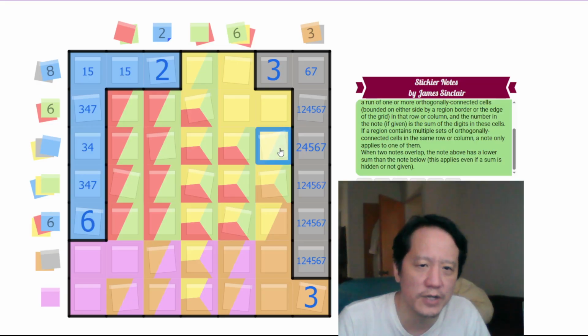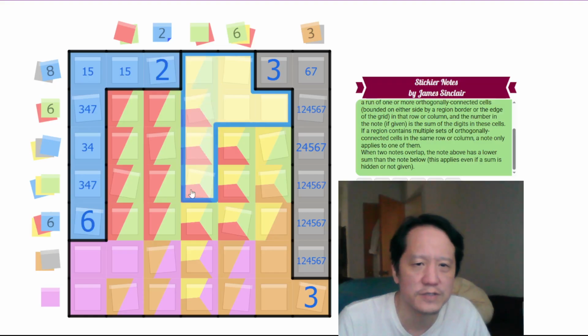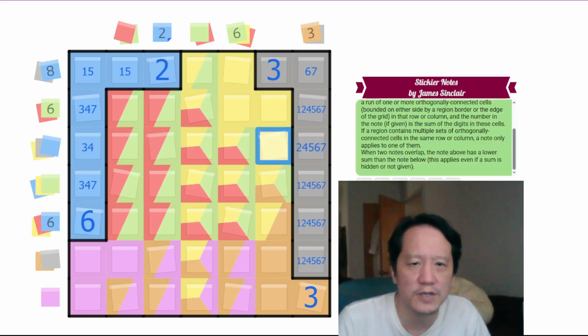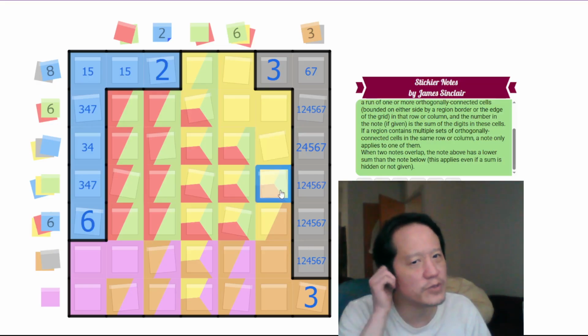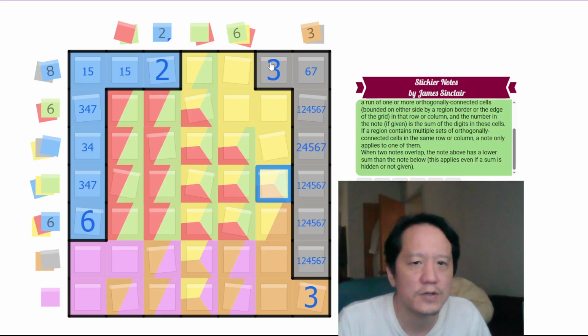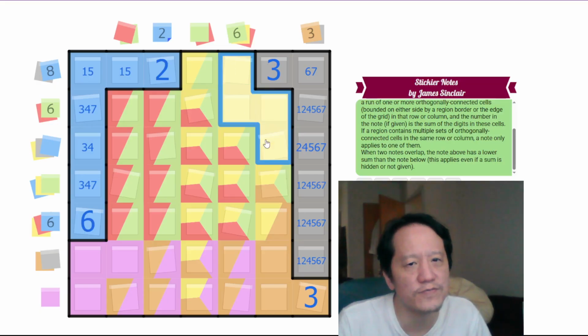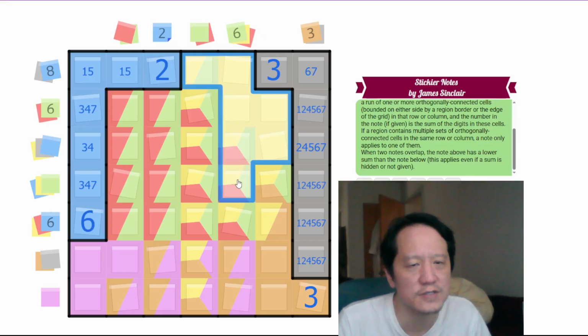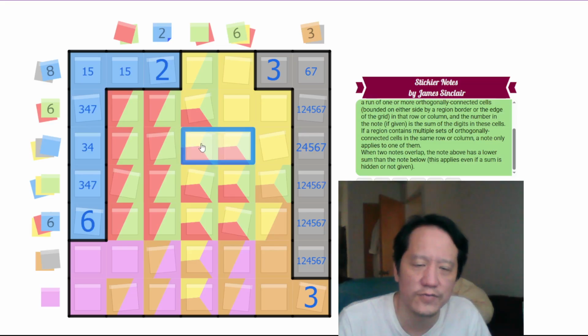Can this be green? Then it would also require yellow to be in this set, and that would be too many. So this can't be green, that's yellow. This could be orange, though. No, because it's 1, 2, 3. Well, it could be 1, 2, 3, 4, 5, 6, 7. That is possible. Or 6, 7. No, it has to go down to here.